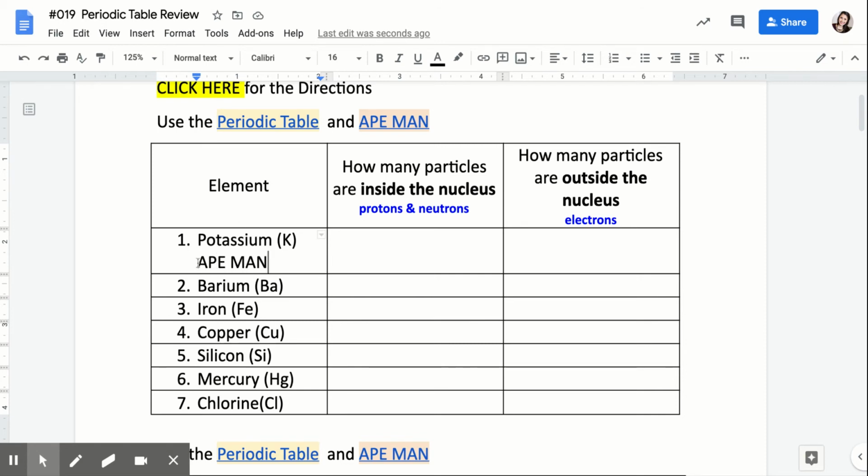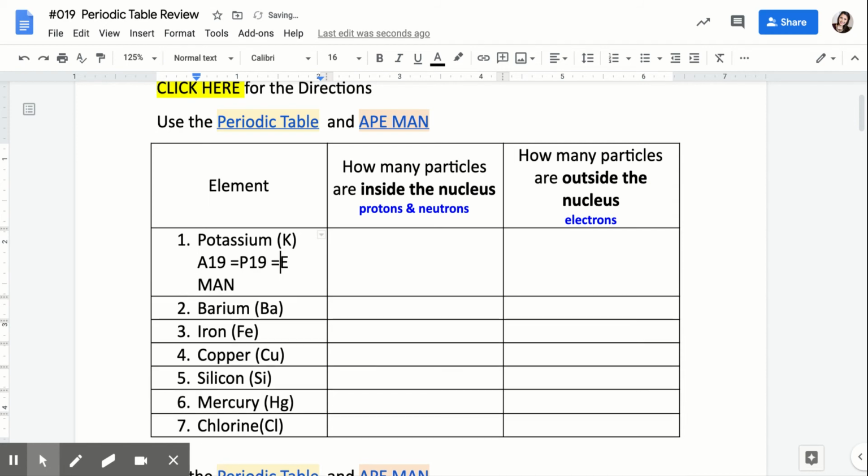When you find it, you're going to see that the atomic number is 19. That means we have 19 protons, and we have 19 electrons. Then your mass number for potassium is 39. We're going to subtract your atomic number, which we said was 19, and that's going to give you your neutrons. So when you do your math, you should get 20 neutrons.